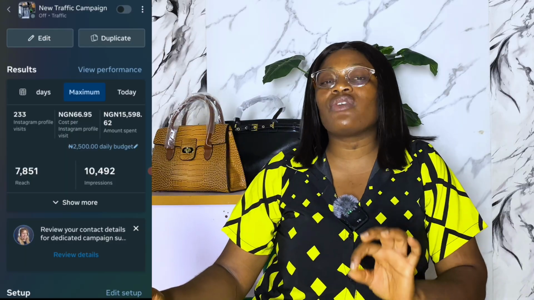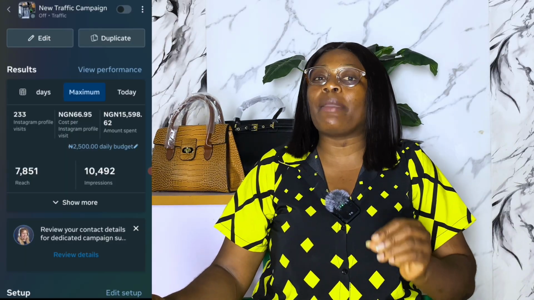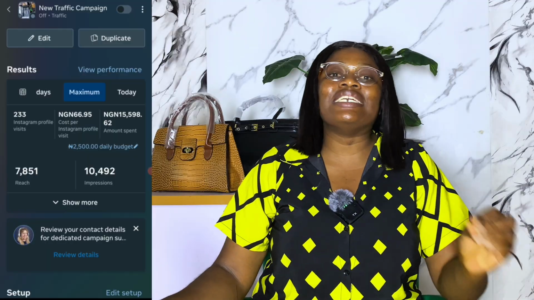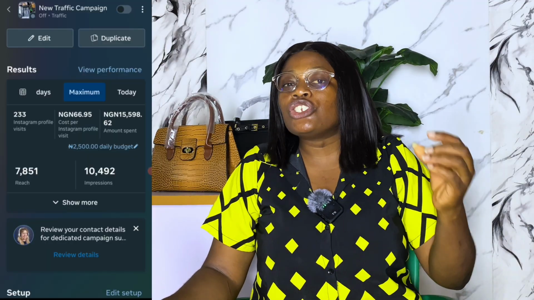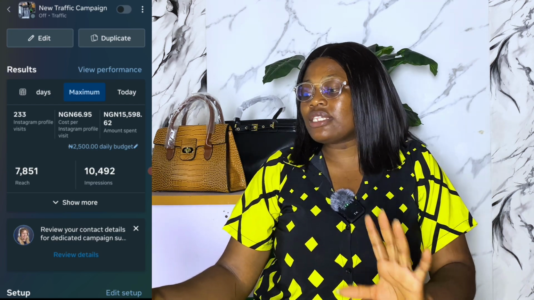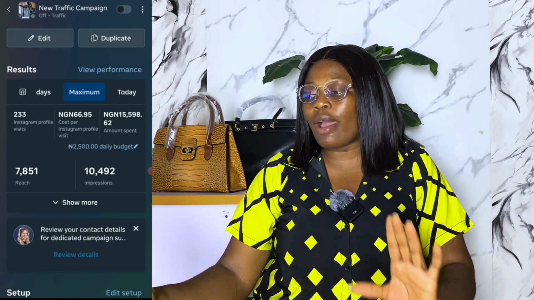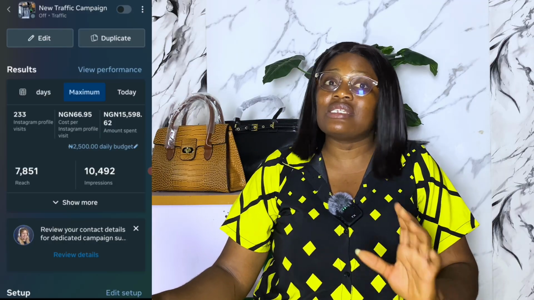And I did Instagram profile visits. Guys, I did not boost this post. It is not a boost post kind of ad. It is an ad I ran straight from my ads manager. It is not a boost post thing. Now, this ad, you can see the cost per Instagram profile visit, 66 naira 95 kobo, 66 naira.